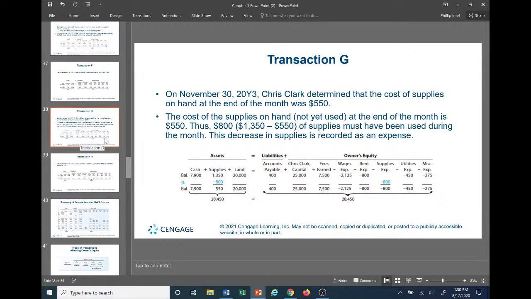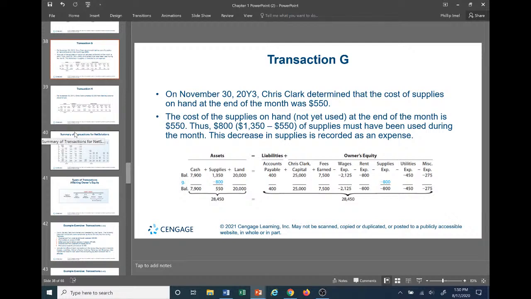Let's look at another transaction. On November 30th, 2003, Chris Clark determines that the cost of supplies on hand at the end of the month was $550. So that's how much we're saying after they looked and determined, okay, we got this stuff on hand. These are our supplies. It's going to cost us $550. That's how much this stuff cost us. So the cost of the supplies on hand not yet used at the end of the month is $550, right?